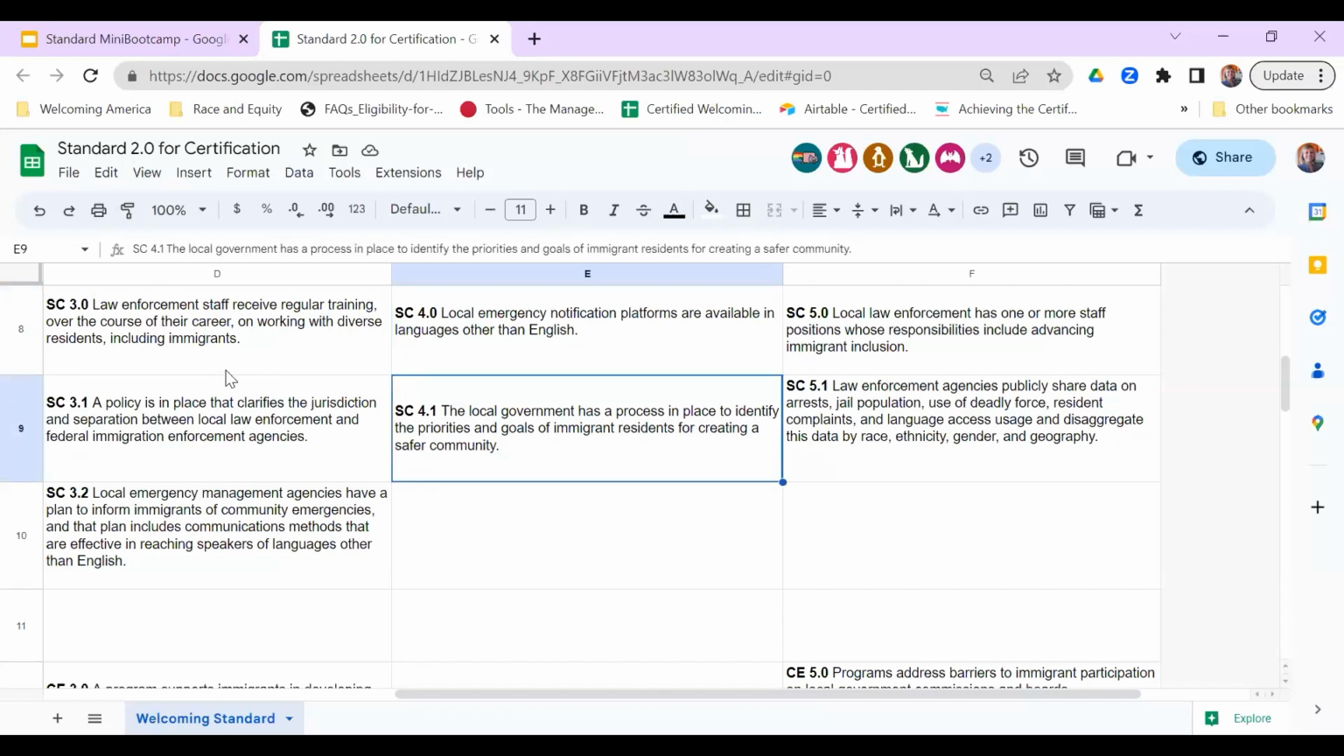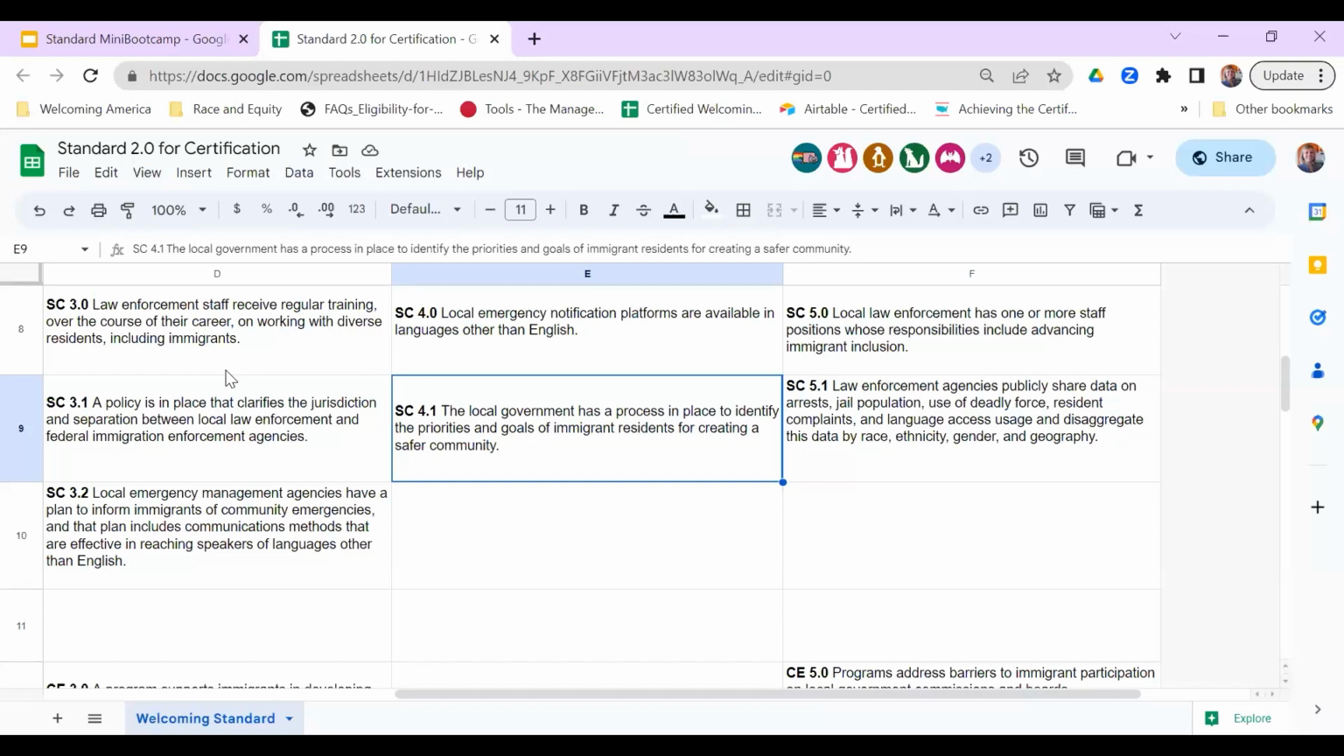For 4.1, the local government has a process in place to identify the priorities and goals of immigrant residents for creating a safer community. I want to recognize here that safe communities is not about law enforcement, or just about law enforcement. There's a lot that goes into creating a safe community.